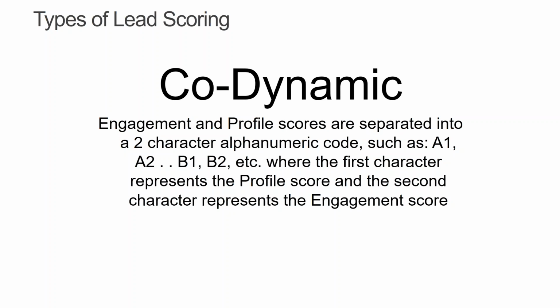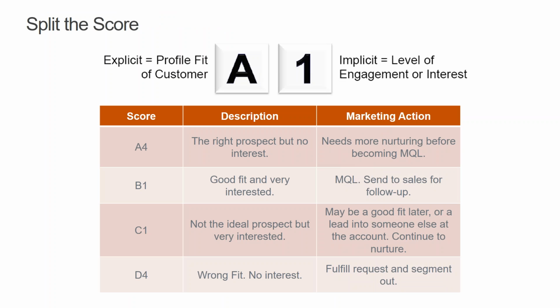So how does co-dynamic really work? Well, as I said before, you're splitting the explicit, profile fit from the implicit or engagement fit, and you're coming up with a score like A1, B1, B2. So really, if you go through what's an A4, for instance, that's the right person, but they have no interest. They probably need more nurturing before they become an MQL. So you can put in the description and what the actual action would be based on what the lead score is.